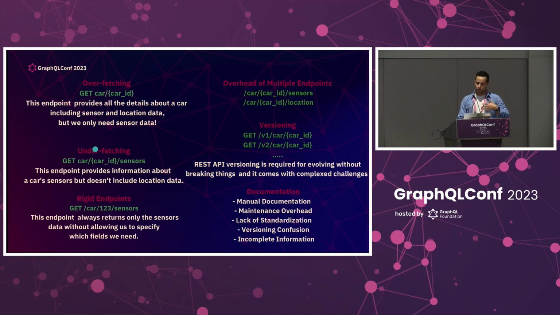Underfetching. In order to solve the overfetching issue, we created another API endpoint, and in that case, only queried the data that we needed. But down the road, we found another problem: we queried the data that we needed for the sensors, for example. We needed other data for the location, and in that case, we had to create another API call or another endpoint, leading us to the overhead of multiple endpoints. And we ended up with over 100 endpoints, and that made it very hard for us to document because REST APIs suffer from documentation.